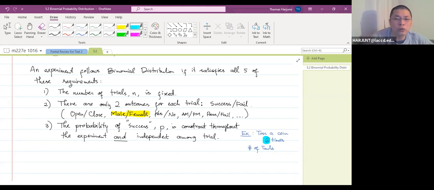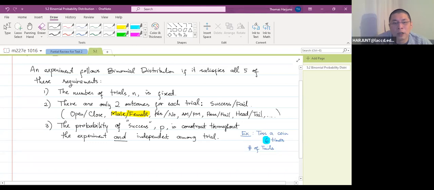Now when you toss a coin, there are only two possible outcomes for each trial, either head or tail. Then you put that in our list: head or tail. And the probability of getting a tail, for example, is constant throughout this experiment. Why? Because we use the same coin.